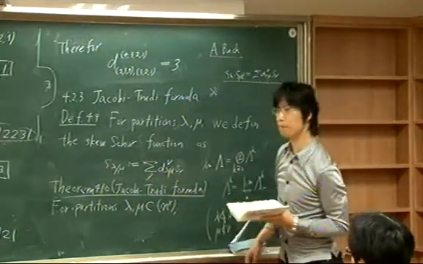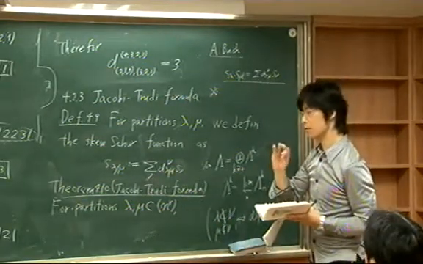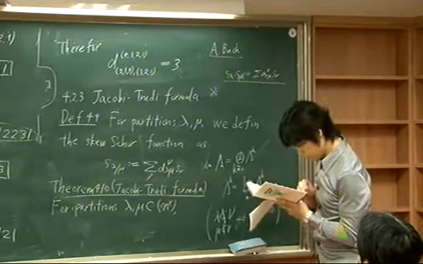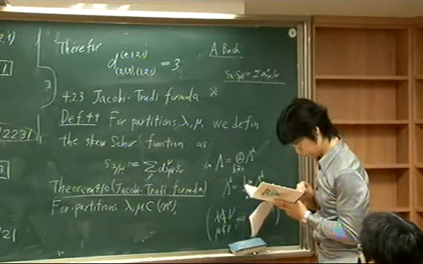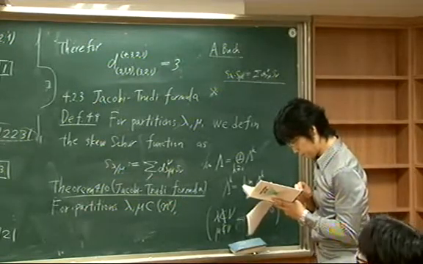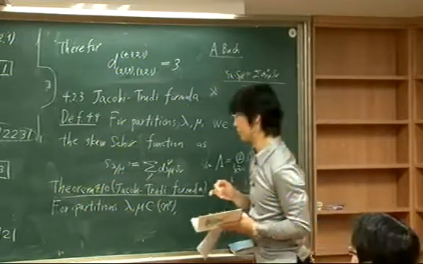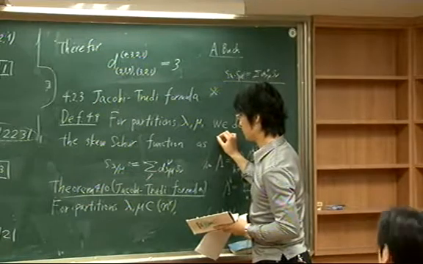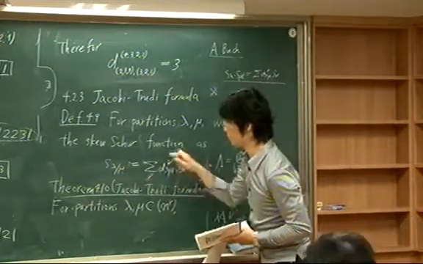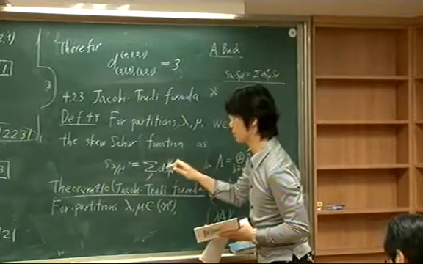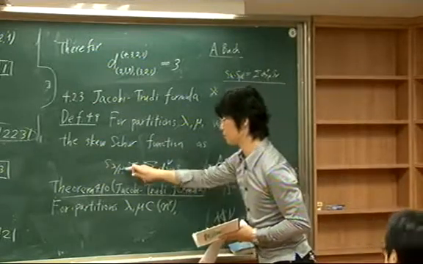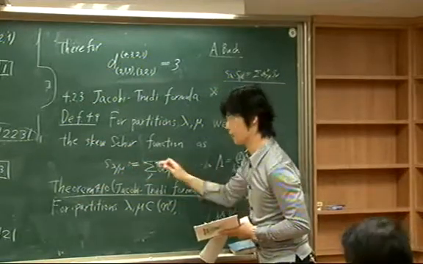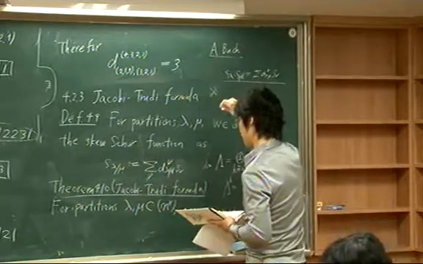So lambda should contain mu, right? Well, we don't. When you model by mu, you are considering skew. Skew diagram. The definition makes sense when mu is contained in lambda. However, we don't have to assume that.